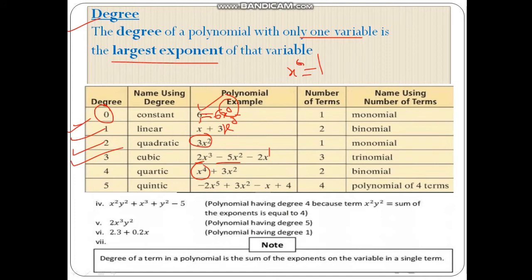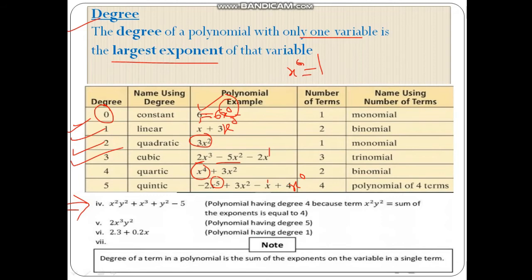Here having x raised to 0, 1, 2 and 5. So the degree of the polynomial, the largest one, is 5. In the fourth one, the polynomial has degree 4, because the term x square y square has sum of the exponents equal to 4. This is the equation where you are getting confused.